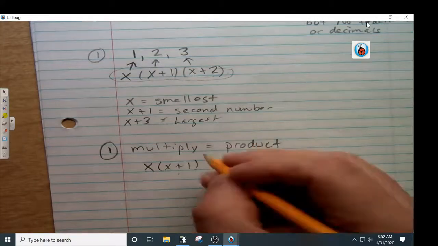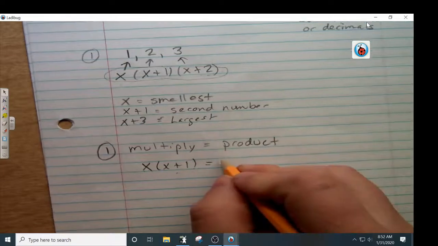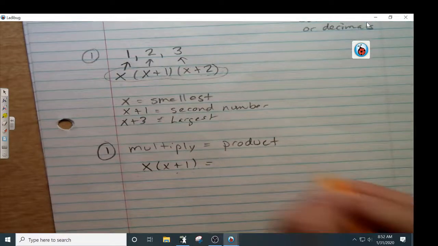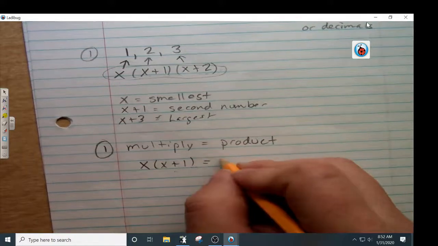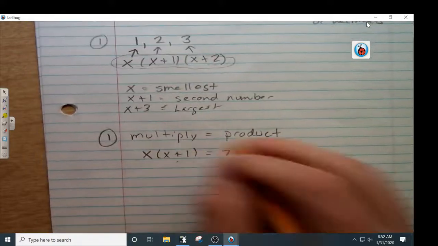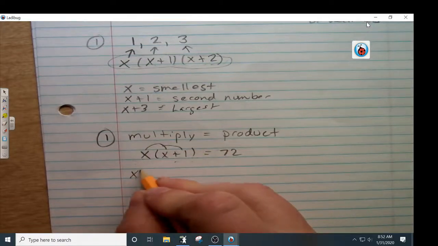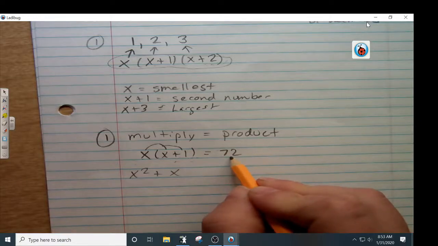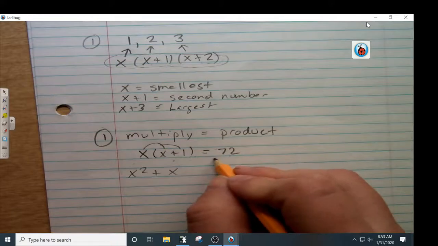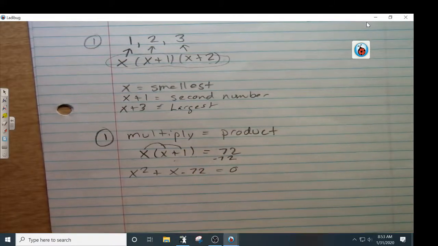All right, and the product of these two numbers is what? When I multiply these two, I get 72. So now, if I'm multiplying, that means the same as distributing. So that's going to be x squared plus x. And then I've got to get it equal to 0. So what do I do with this 72? You subtract it. I'm going to subtract it from both sides and get this.